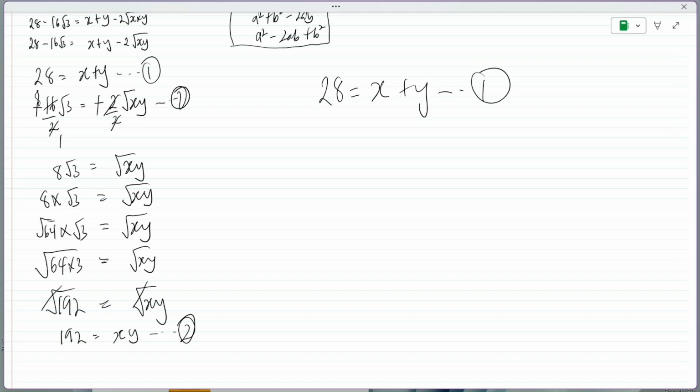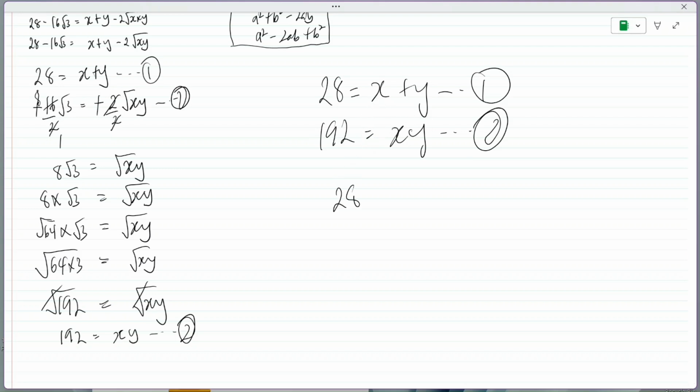That's equation 1. And our equation 2 is 192 equals xy, that's x times y. So here we have a simultaneous equation. And like the first question, it's going to turn into a quadratic equation while using the substitution method. Here, we take equation 1 and make x the subject of the formula.